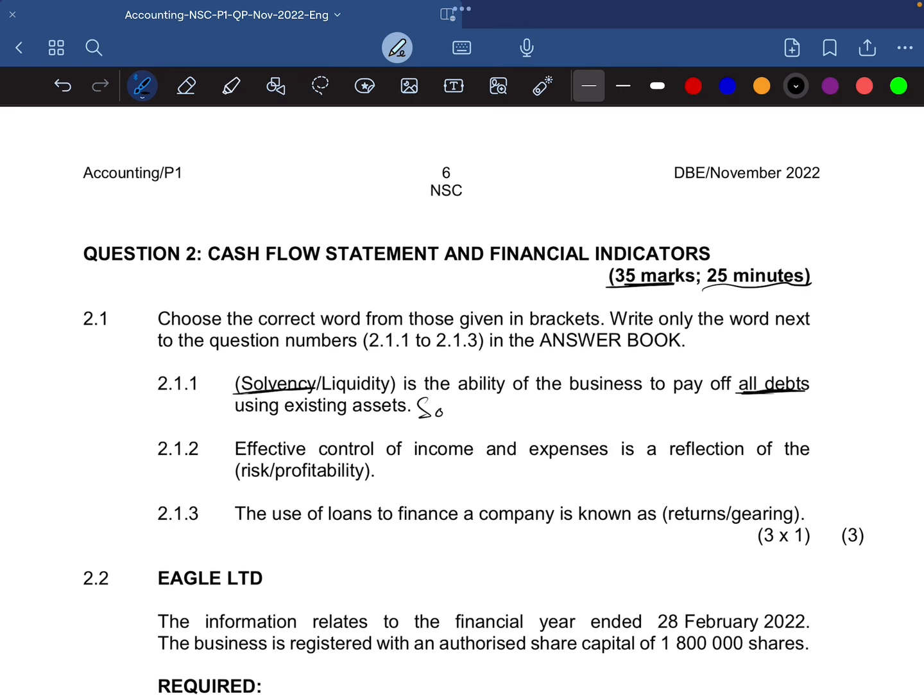So the answer here is solvency, because solvency is paying all your debts, right? But liquidity is just paying your debts that are due within 12 months. So those are your short-term debts. So this is just short term, and then here we could just say long term. Cool.